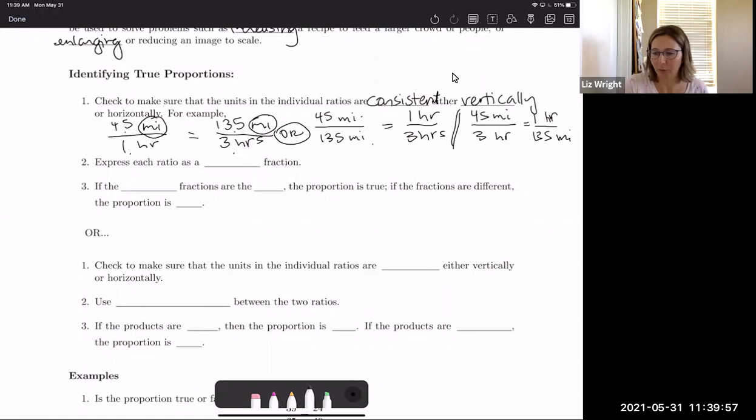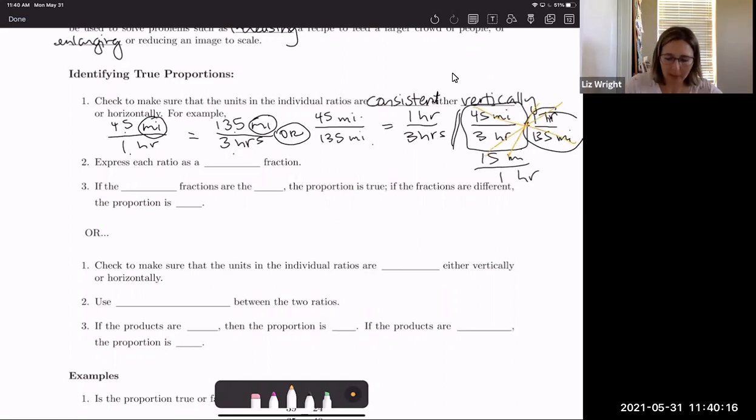That is not going to be a true proportion, because if you reduced this 45 over 3, you're going to end up getting 15 miles per 1 hour. And that's not at all what this says. So you just have to be careful there, making sure you're lining things up appropriately. So that one is not correct.